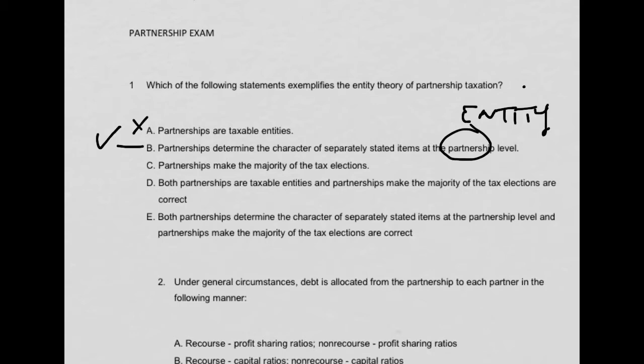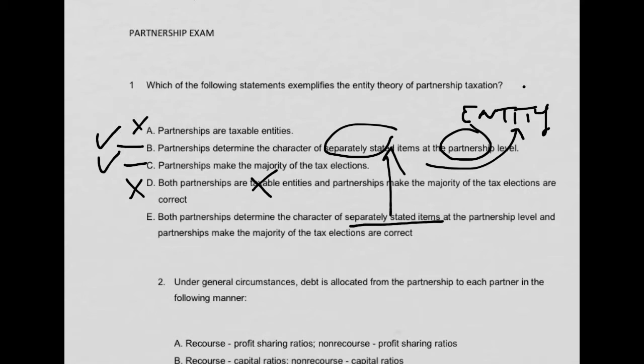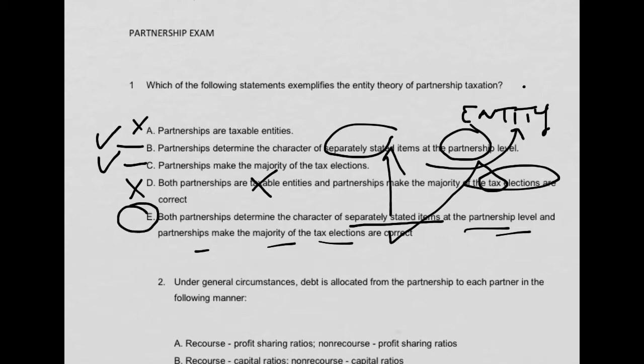Partnerships make the majority of tax elections, and that's true. Same idea, the partnership's doing it. Both, partnerships are taxable entities? That's not true, so that's out. Both, partnerships determine the character of separately stated items, which is above, at the partnership level. That's true. And the majority of tax elections, that's on this one. And that means that E is a correct answer because it encompasses the two up here. So E became the correct answer.